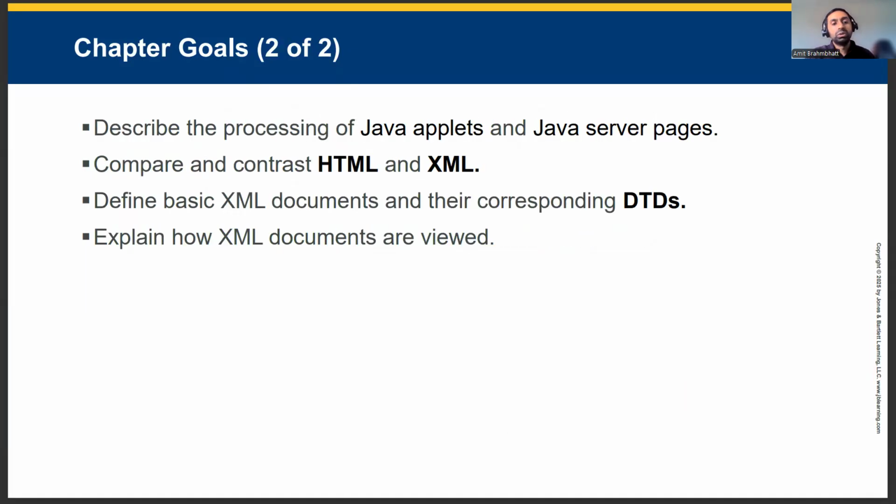The second set of goals includes learning how Java applets and Java Server Pages work. Although older, these technologies illustrate important ideas about client-side and server-side processing. We'll also compare HTML, which focuses on presentation, with XML, which focuses on meaning. You'll learn to interpret XML documents, DTDs, and how XML can be styled or transformed into different outputs.